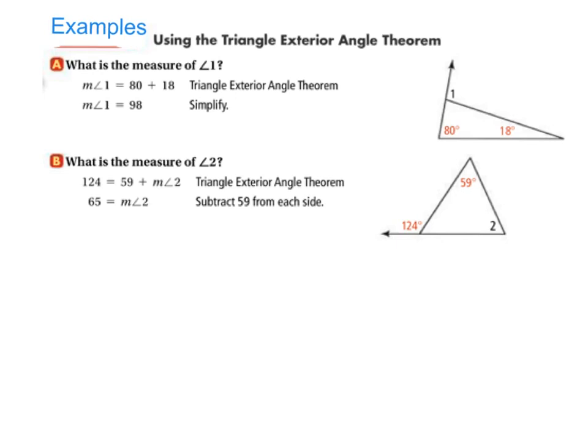So in these two examples, you can see that our exterior angle 1, the measure of angle 1, is equal to 80 plus 18, the two remote interior angles. Likewise, in the second example, 124 degrees is our exterior angle, so it's going to be equal to the measure of the two remote interior angles, which is 59 plus the measure of angle 2, and so we can solve for the measure of angle 2, which would be 65 degrees.